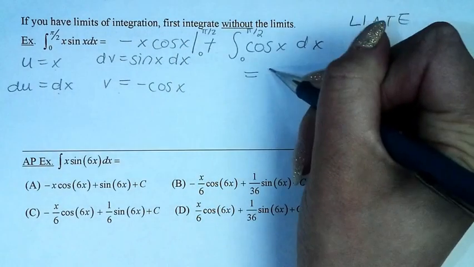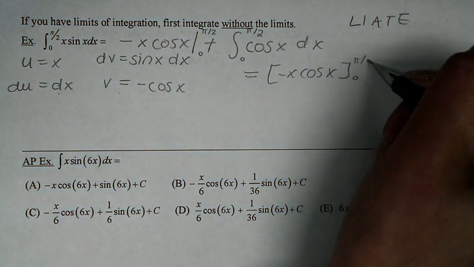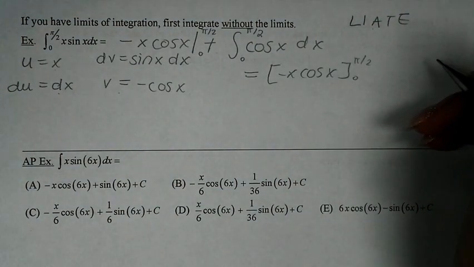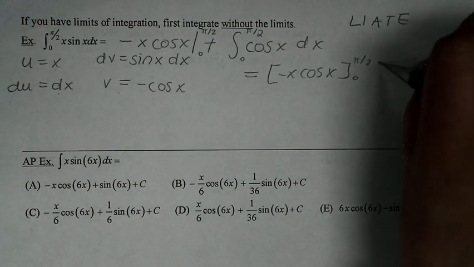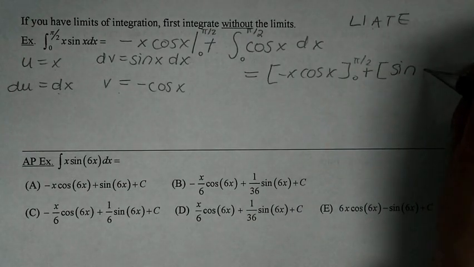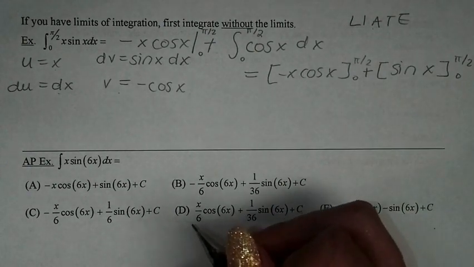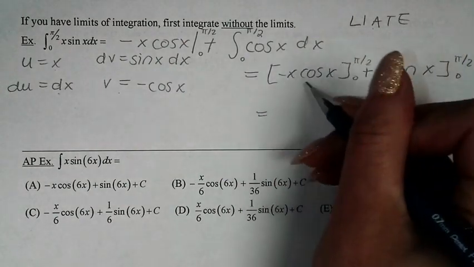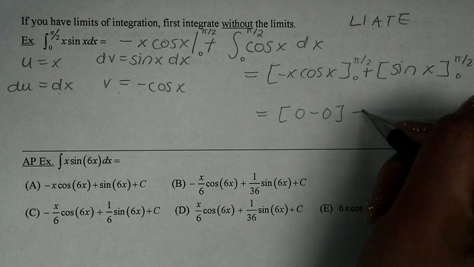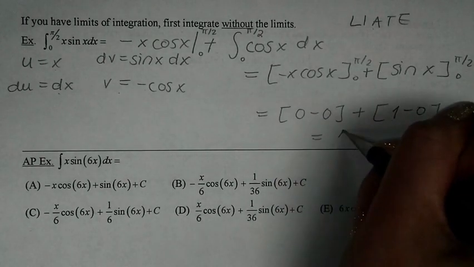So leave it on standby. I would put it like this, 0 to pi over 2. When we integrate the integral of cosine of x dx, that one is going to be plus sine of x, and you're going to evaluate that from 0 to pi over 2. Happy? When you plug in pi over 2, you're going to have 2 zeros here, so minus 0, 0, plus, and this is going to be 1 minus 0. So your result is going to be 1.